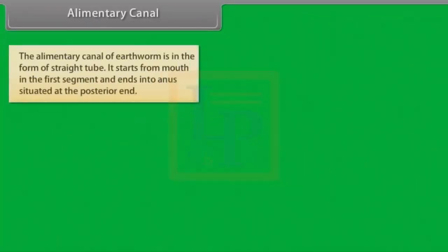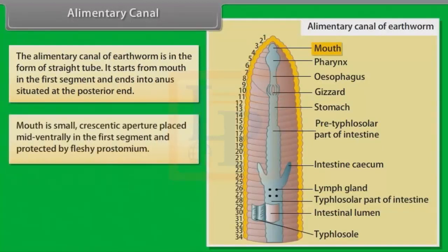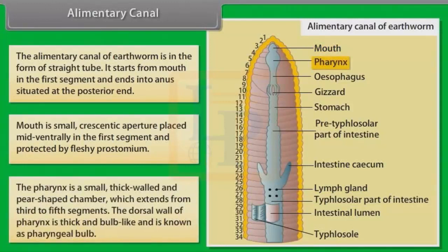Alimentary canal. The alimentary canal of earthworm is in the form of a straight tube. It starts from the mouth in the first segment and ends into the anus situated at the posterior end. Mouth is a small, crescentic aperture placed mid-ventrally in the first segment and protected by the fleshy prostomium. The pharynx is a small, thick-walled and pear-shaped chamber which extends from third to fifth segments. The dorsal wall of pharynx is thick and bulb-like and is known as pharyngeal bulb.